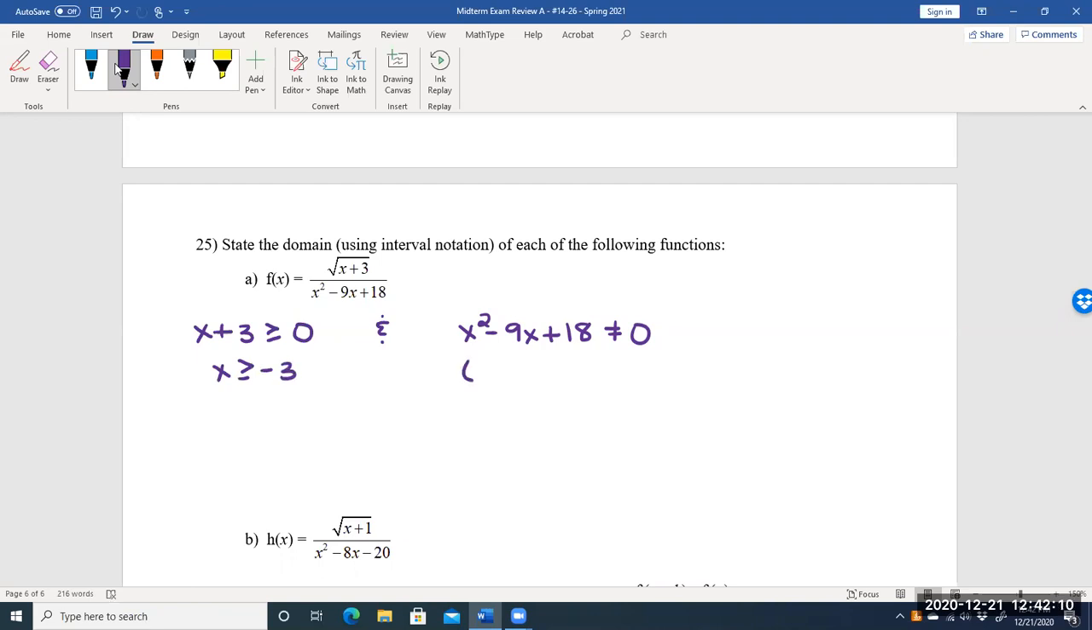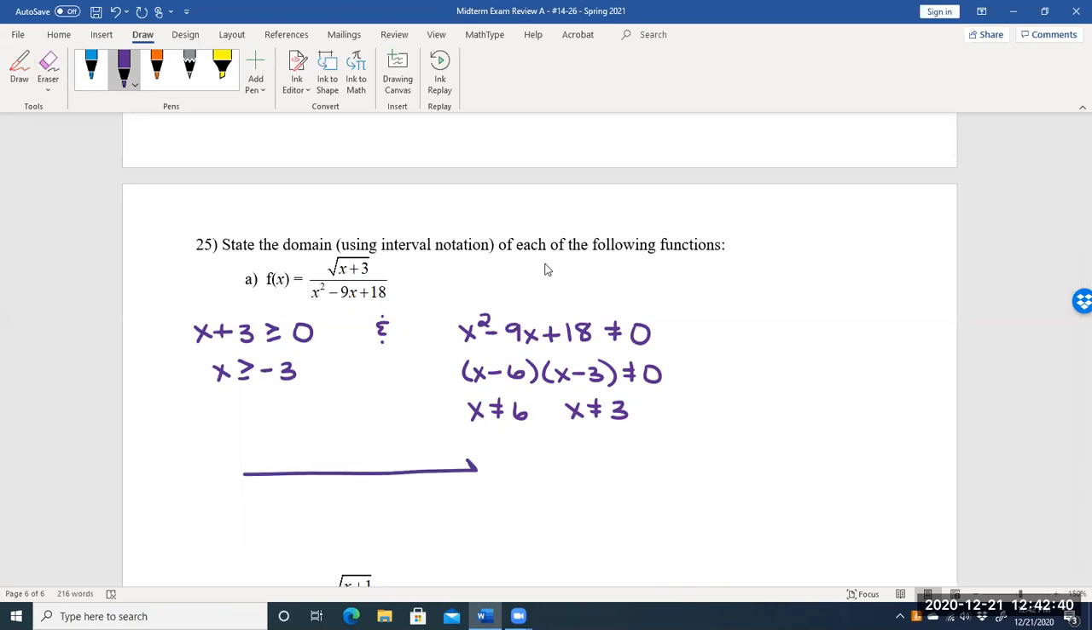When I go to factor the denominator, I'm looking for two numbers that add to -9 and multiply to 18. Those numbers would be -6 and -3. Okay, so my restrictions are that x needs to be greater than or equal to -3, and also that x cannot equal 6 or 3.